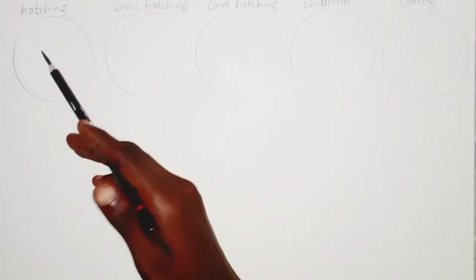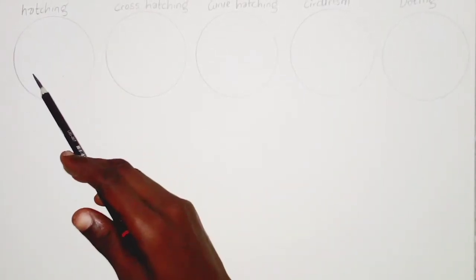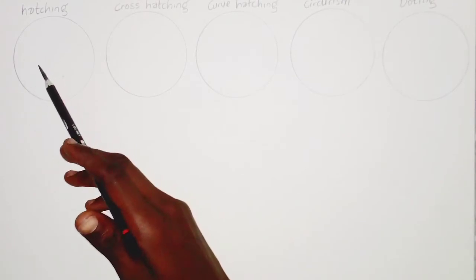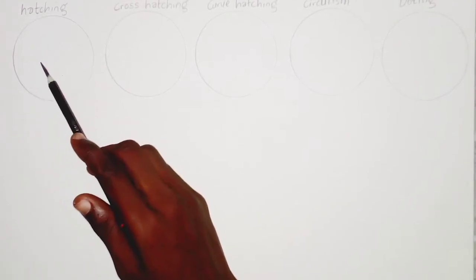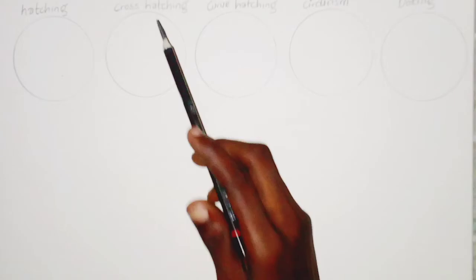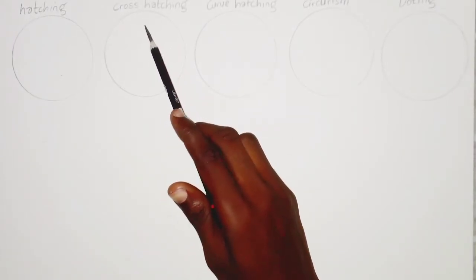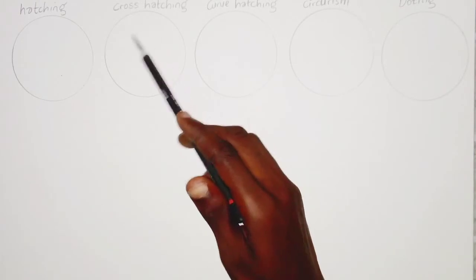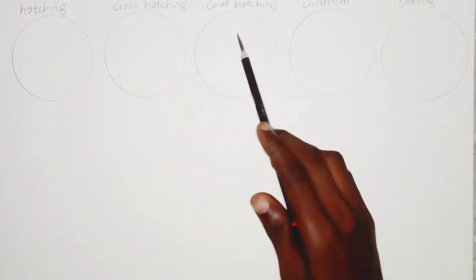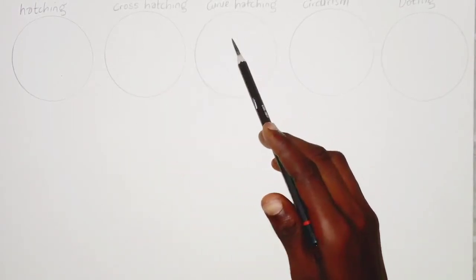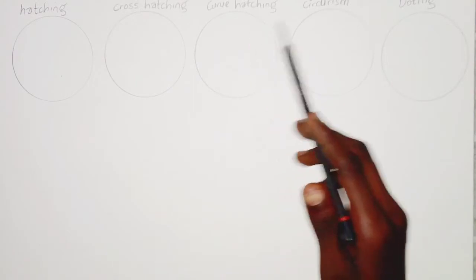Hatching is made up of lines. These lines can be used to draw textures on clothes and on fingers. Cross hatching is also used to draw textures on clothes, and people use it to draw faces. Curved hatching can be used to draw lips and other textures.